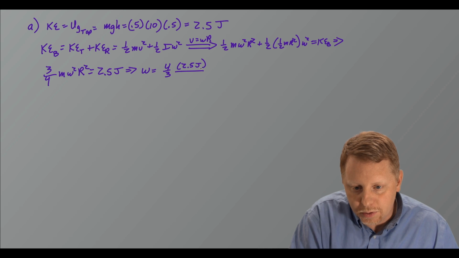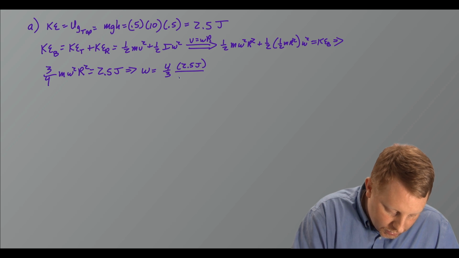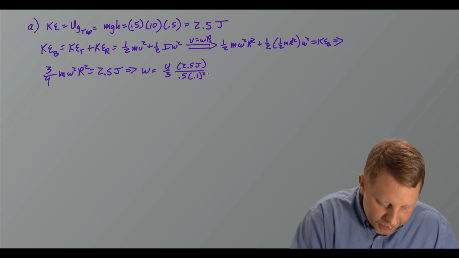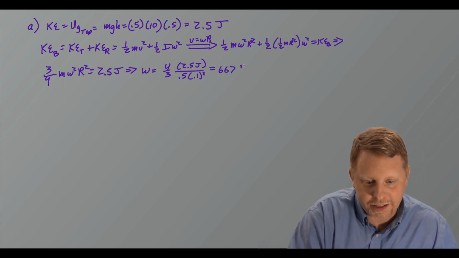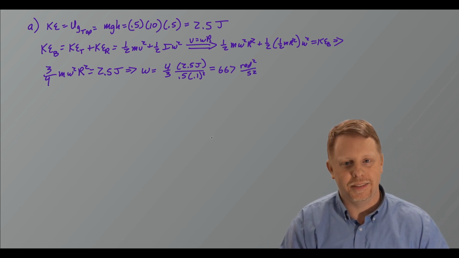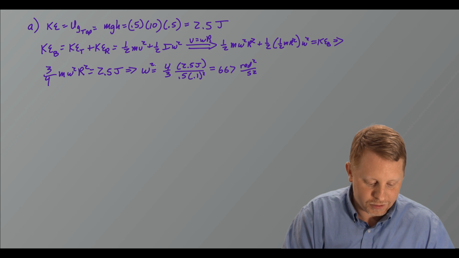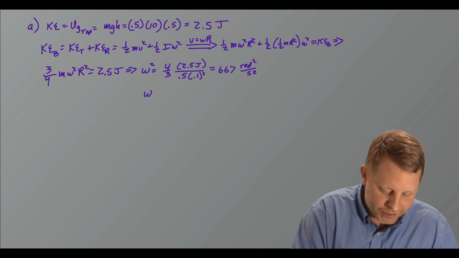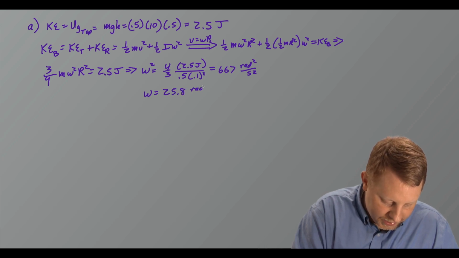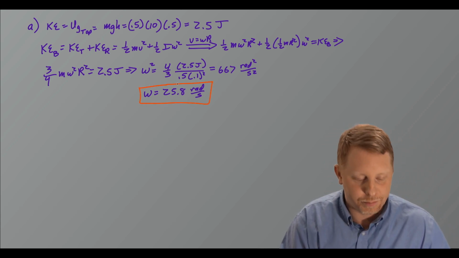0.5, r, 0.1 squared. Put all this together and I come up with about 667 radians squared per second squared. Radians, of course, really being unitless, but I like to leave them in there because I'm easily confused. That's our omega squared, not omega. So if we want just omega, we take the square root of that. Square root of 667 is around 25.8 radians per second. All right, there's part B.